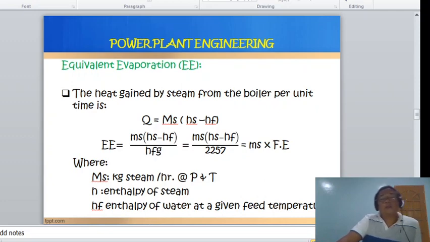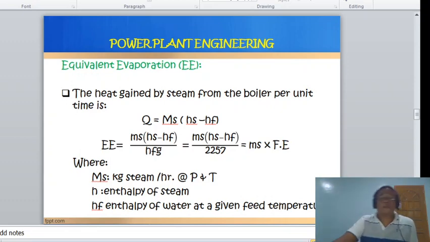HFG, or simply ms equals HS minus HF over 2257, or simply that is also equal to ms multiplied by the change in enthalpy over 970.3. Since HS minus HF over 2257 is equal to the factor of evaporation, we now say the equivalent evaporation is equal to the mass of steam multiplied by the factor of evaporation. Okay, so take note, class.